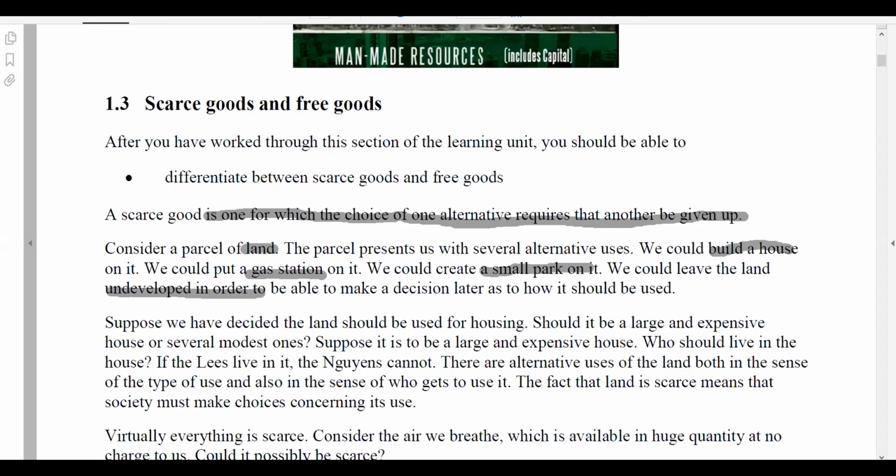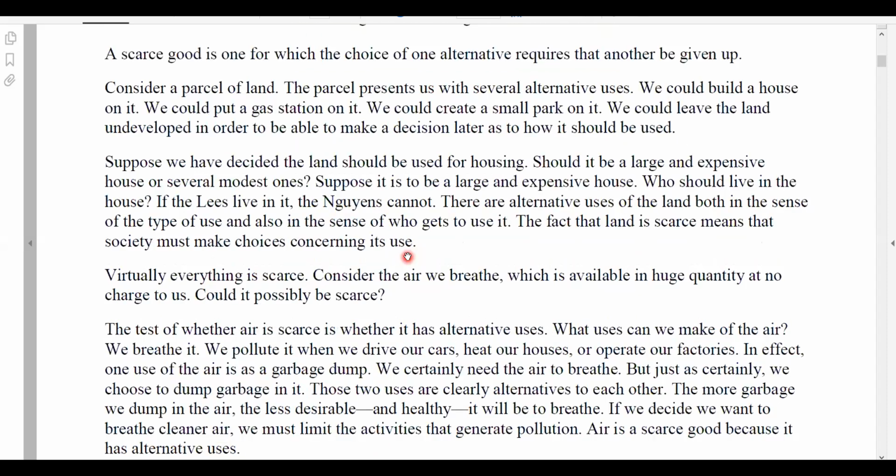Right. So let's move on. We've seen what a scarce good is. What about a free good? What do you think a free good is?